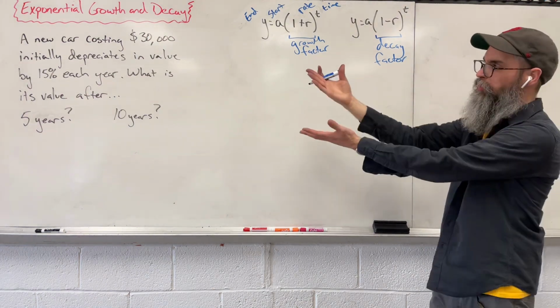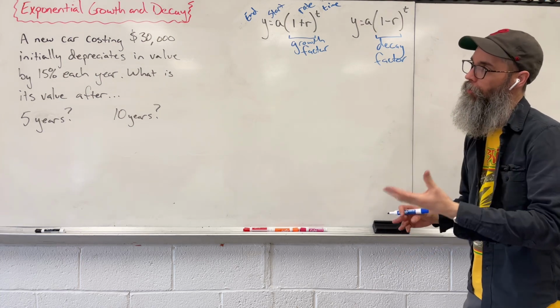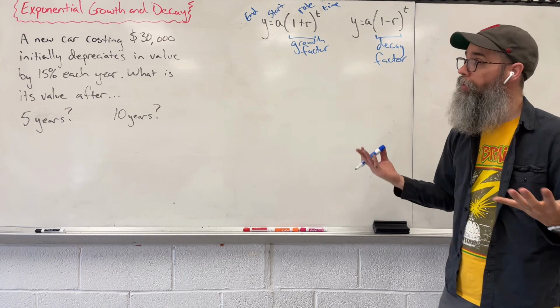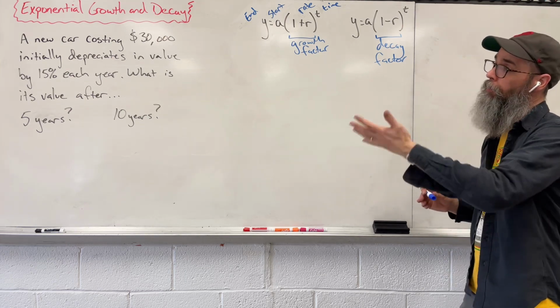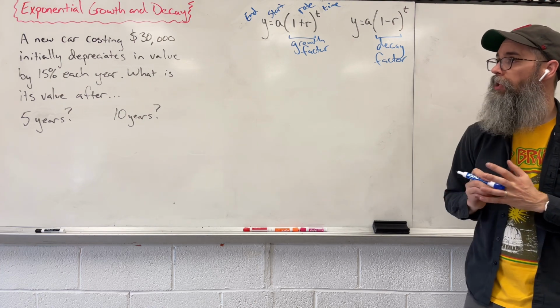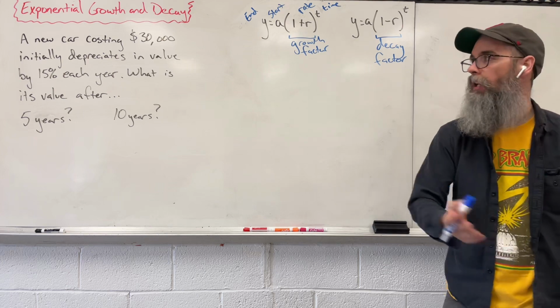Now we've got to start picking out which one we're going to use. Most of these exponential growth and decay problems are going to start with a word problem. We just have to navigate through that. Start by reading it. A new car costing $30,000 initially depreciates in value by 15% each year. What's its value after 5 years? What's its value after 10 years?